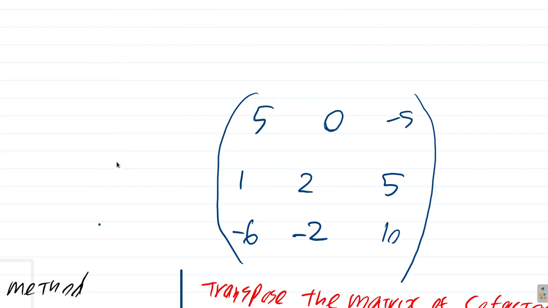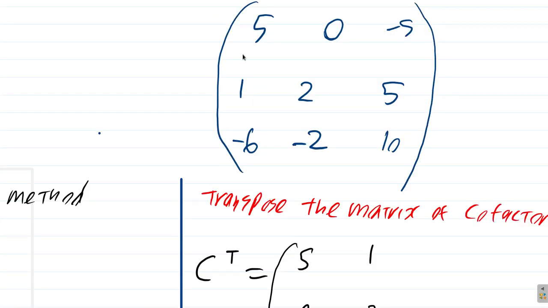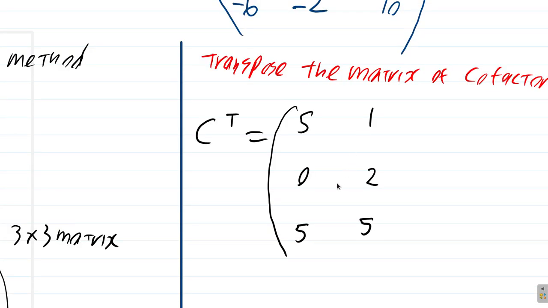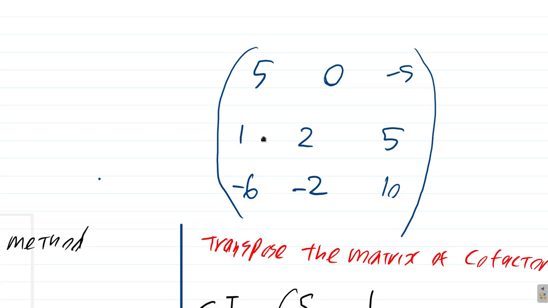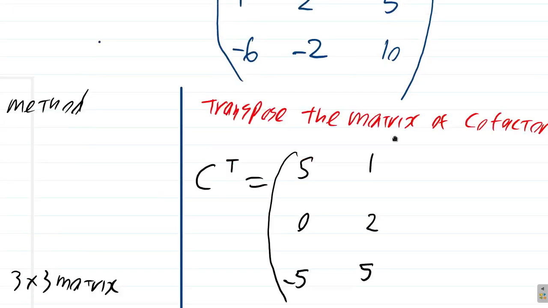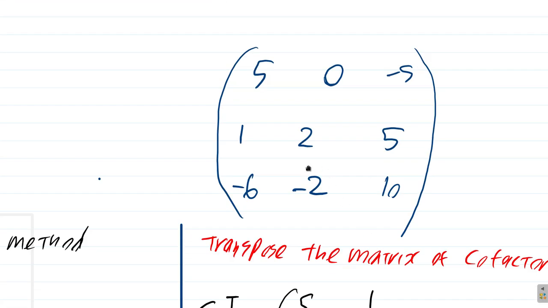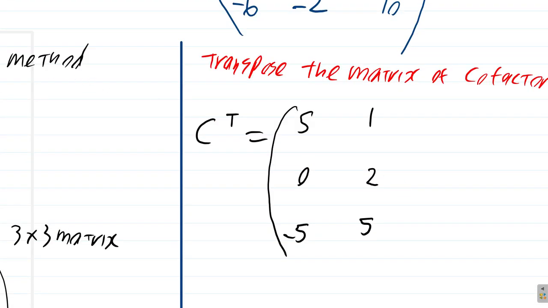the rows will turn to columns. Row 1 becomes column 1. Row 1, 5, 0, negative 5. I didn't write the negative in front of this. 5, 0, negative 5. Row 2 becomes column 2. That's 1, 2, 5. Row 3 becomes column 3. Negative 6, negative 2, 10 going down column 3.